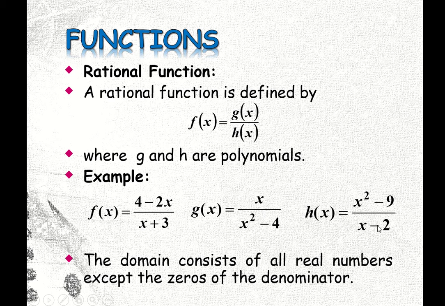Here we have x minus 2, so the value of x that can make this denominator 0 is 2. So 2 is excluded from the domain. So this is the meaning of the statement that the domain consists of all real numbers except the zeros of the denominator. That is, the values of x that can make the denominator equal to 0.